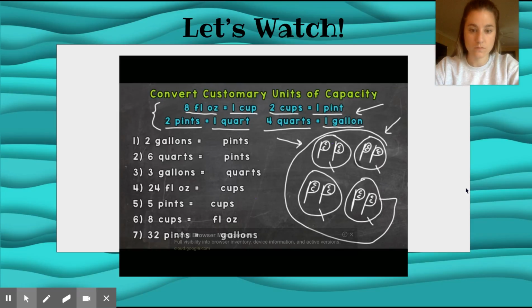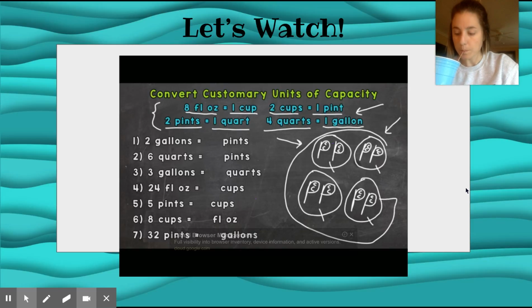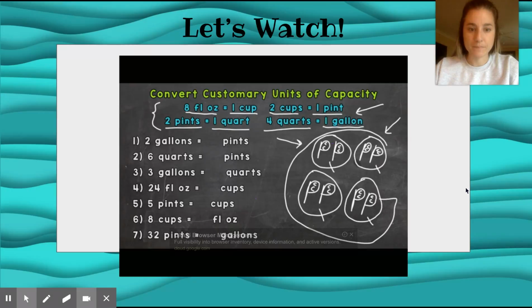So number 1, 2 gallons equals how many pints? So the first thing we need to do, how many pints in 1 gallon? So if we take a look, we have 8 pints in 1 gallon. So that means there's 16 pints in 2 gallons. So 2 times 8.